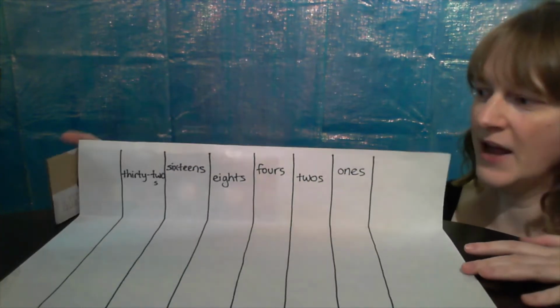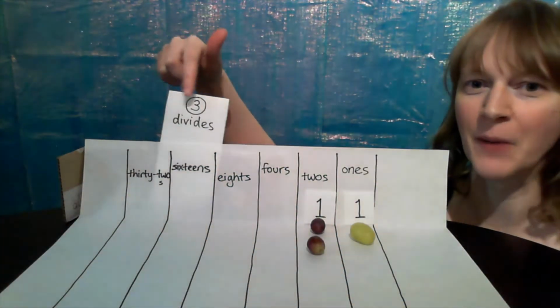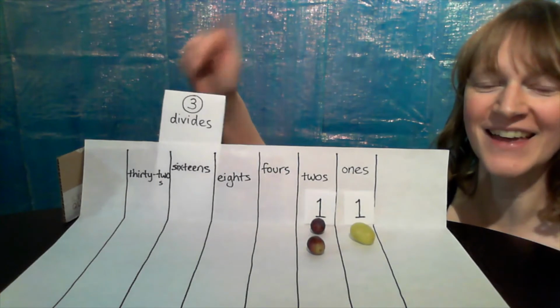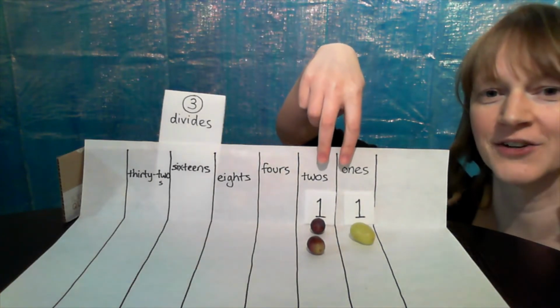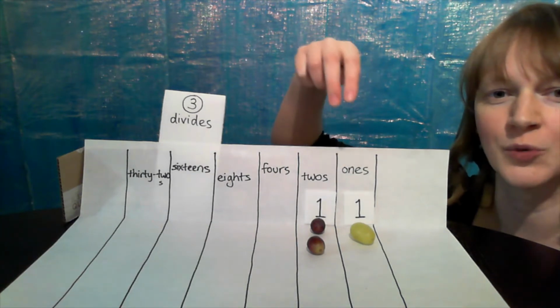Here is our binary reminder. Let's use grapes. Here's our prime number. 3 divides the Mersenne number where there are 2 terms that we're adding together. So 3 divides 1 plus 2.